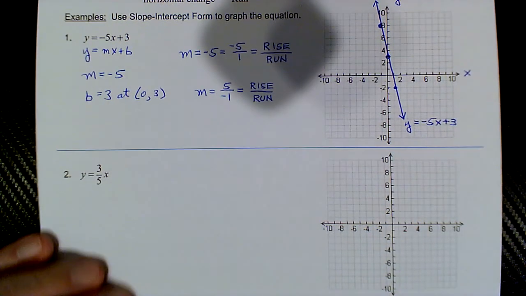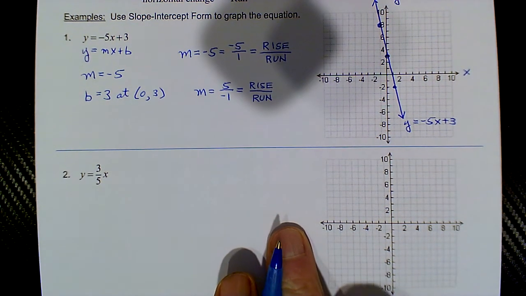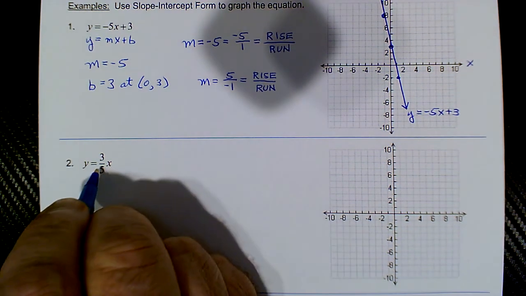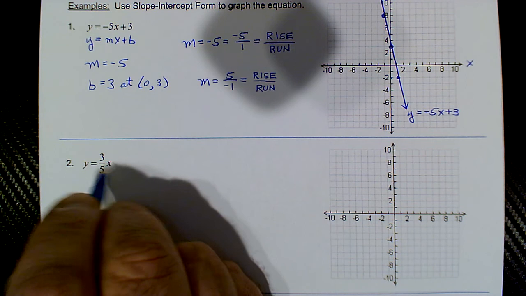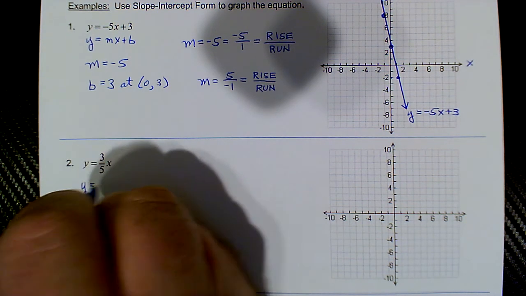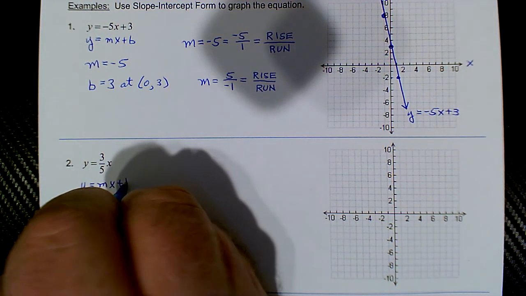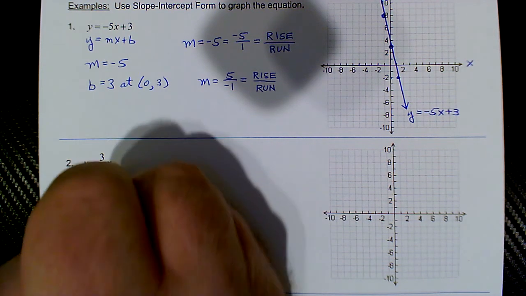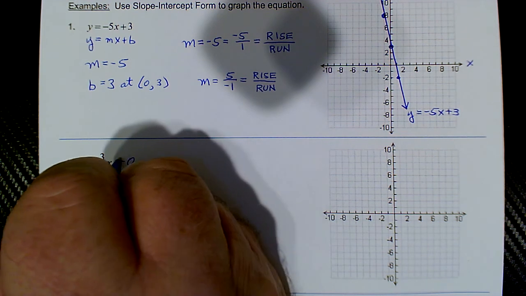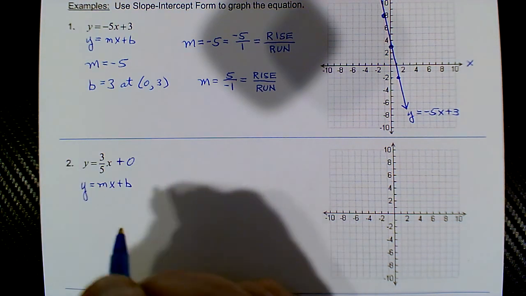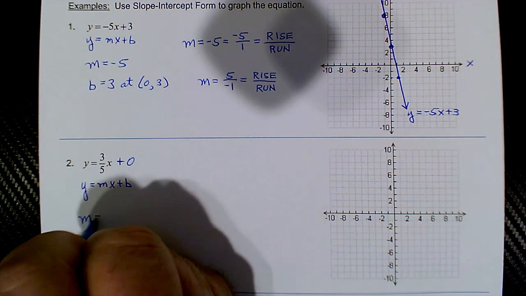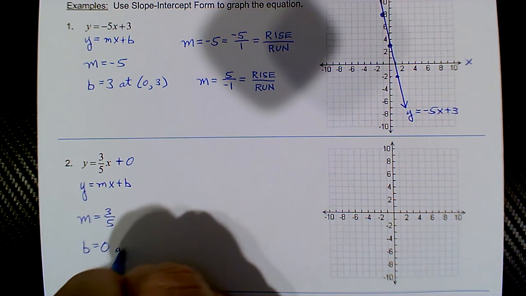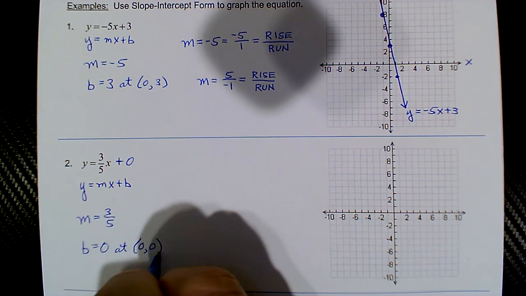Here's an example that has a fraction involved, and so it's also missing the constant term. You could think of it as y equals mx plus b, but b is really 0, okay, because it's not there. There is no constant term. I mean, if you really wanted to write plus 0, you could, but it's not necessary. But the fact is that the slope now is 3/5 and the y-intercept b is 0, and that would be at the point (0, 0), actually the origin.